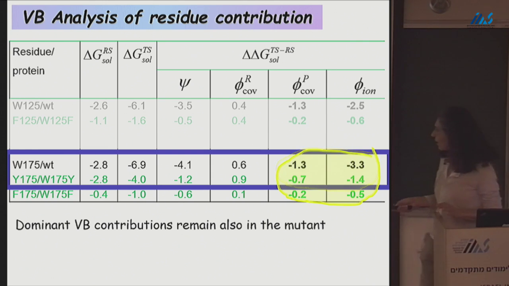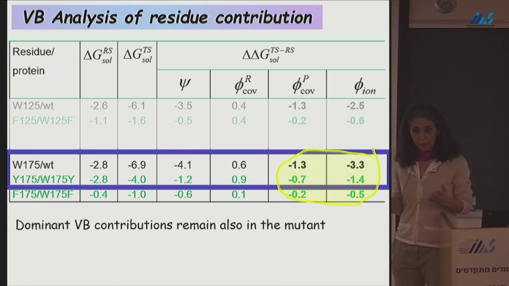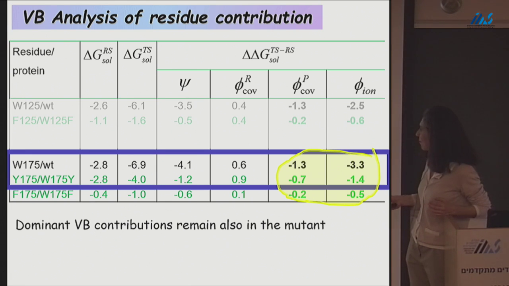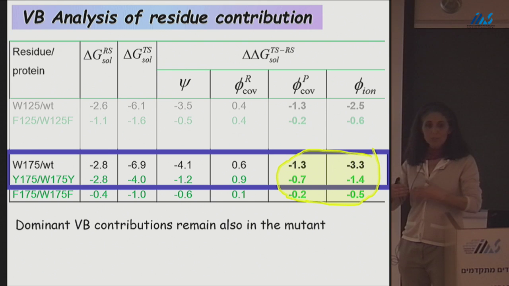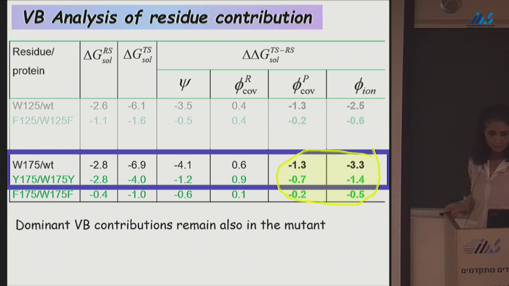Okay, so in general, we did various mutations, and we've seen that always when structural changes of the protein are not large, the same dominant valence bond structures that were in the native will also be important in the mutant, and that's actually nice.